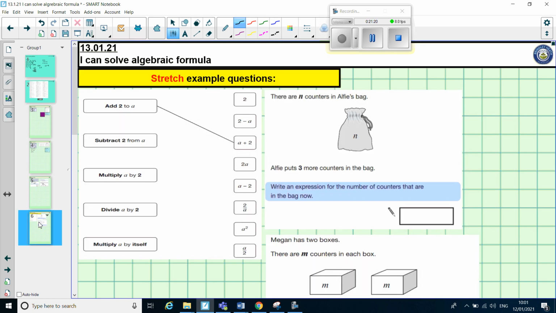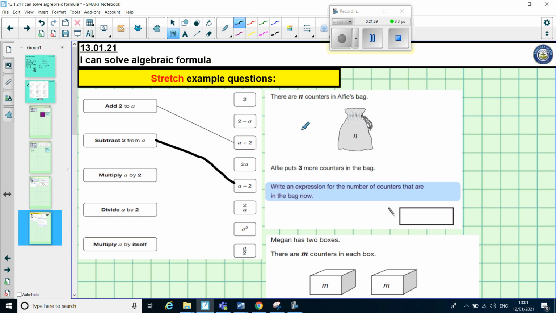My final slide here then is the kind of questions that you might get if you choose to do the stretch today. Okay, remember you don't have to do the stretch, but this is the kind of thing that you might come across if you do. Okay, so in the stretch today, we're looking for you to work out the formula. So here it says add 2 to A. So they said that that's the same as A add 2. Okay, it makes sense, doesn't it? Next, we've got subtract 2 from A. What would that match up to? Okay, hopefully you can see it would be A take away 2.